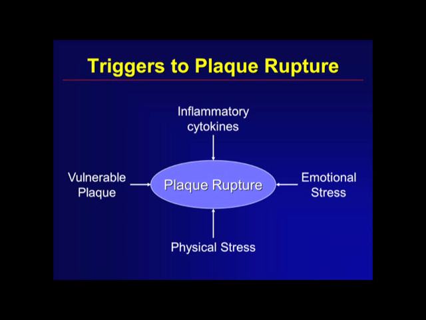If you think about plaque rupture, I think about it in very simplistic terms. Physical stress, emotional stress, a vulnerable plaque, and then there are inflammatory cytokines that may be at play. What's a good example of that? Influenza. Right? Influenza releases things like IL-6 and other cytokines. What do they do? Well, they make you shake and shiver and feel like your muscles are dying.